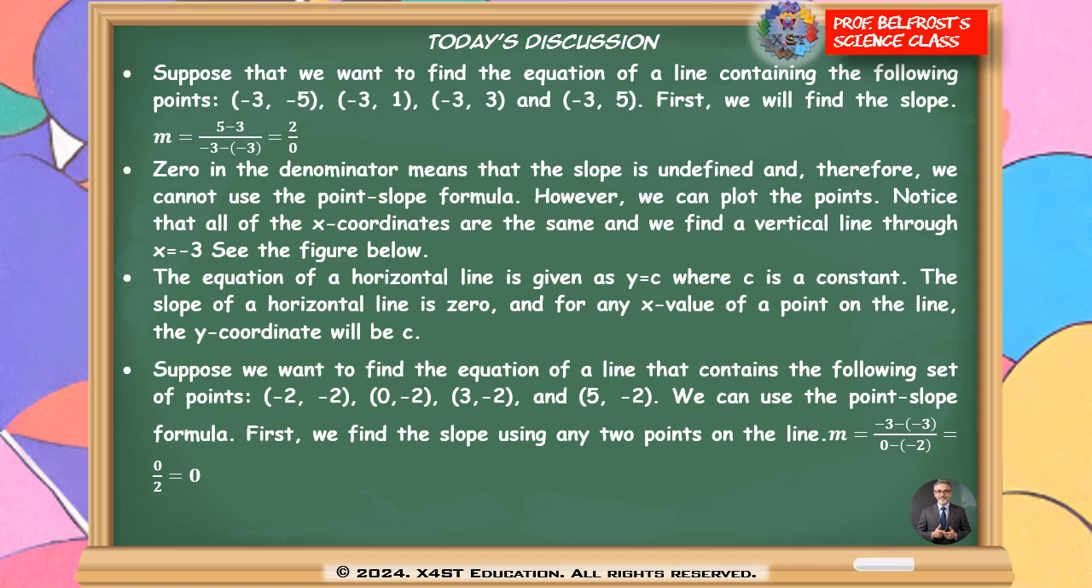The equation of a horizontal line, on the other hand, is given by y equals c, where c is a constant. And the slope of a horizontal line is always 0. For any x value of a point on the line, the y coordinate will always be c. Suppose we have another 4 points, as shown in the slide. So you can use the point slope formula. And first we find the slope using any 2 points on the line. And we get 0.